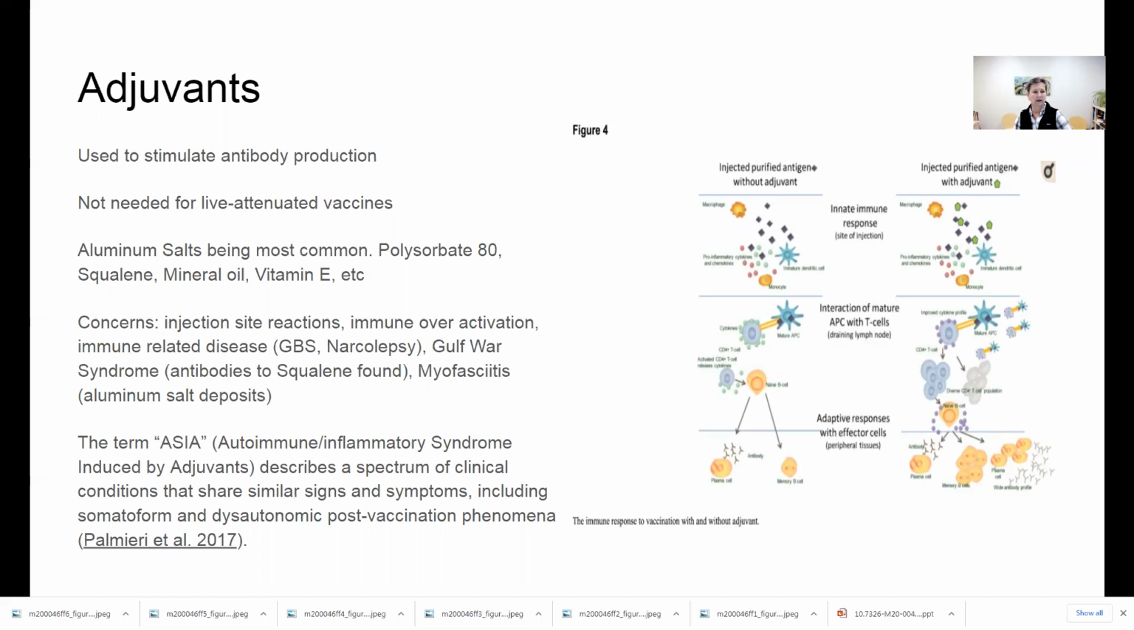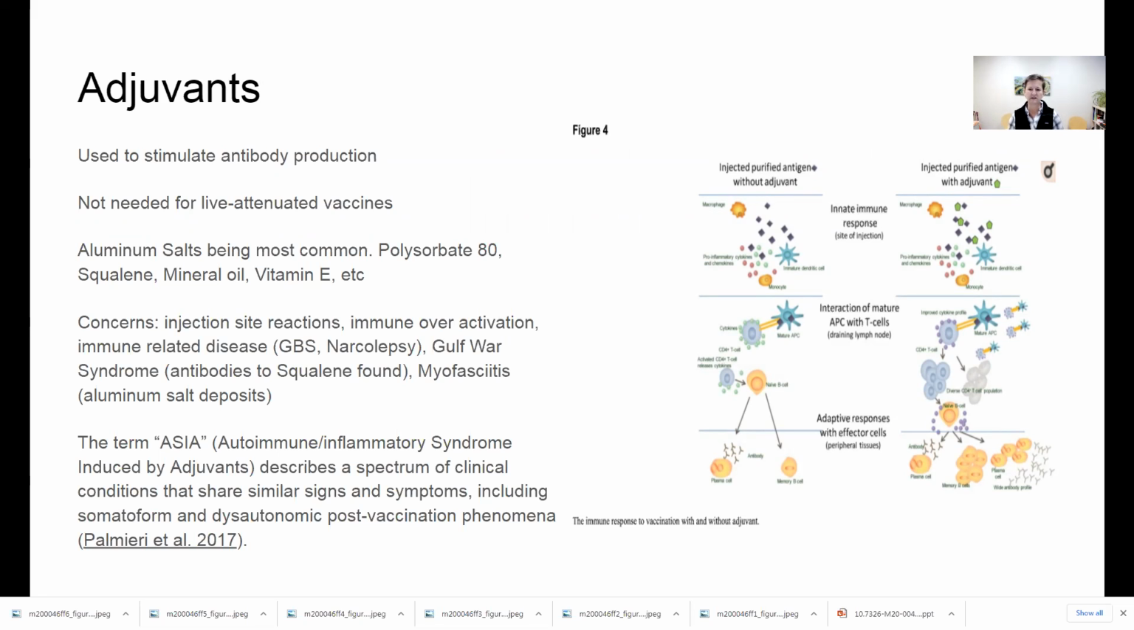Adjuvants. Adjuvants are added to vaccines, generally not needed in live attenuated vaccines because those are going to stimulate an immune response. But adjuvants are added to vaccines to further bolster that immune response. The most common are aluminum salts. Also used are polysorbate 80, polysorbate 20, squalene, mineral oil, and vitamin E.